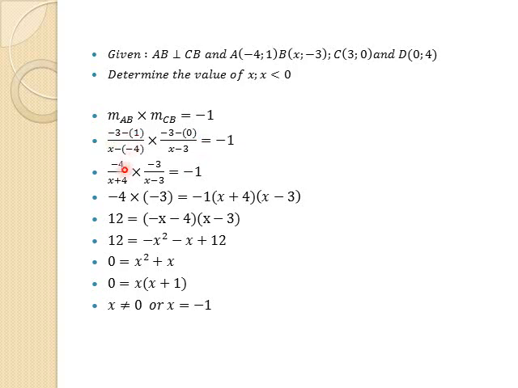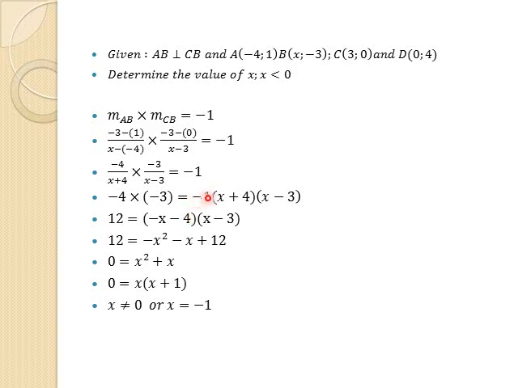Minus 3 minus 1 would give me negative 4. Negative times negative becomes positive, so that reads x plus 4 times minus 3 over x minus 3 equal minus 1. Multiply the top out there, minus 4 times negative 3, and the x plus 4 and x minus 3. Just multiply the denominators away, so that becomes minus 1 times x plus 4 times x minus 3. Negative 4 times negative 3 would give me positive 12. If I multiply negative 1 in there, that x becomes negative x, and the 4 becomes negative 4.